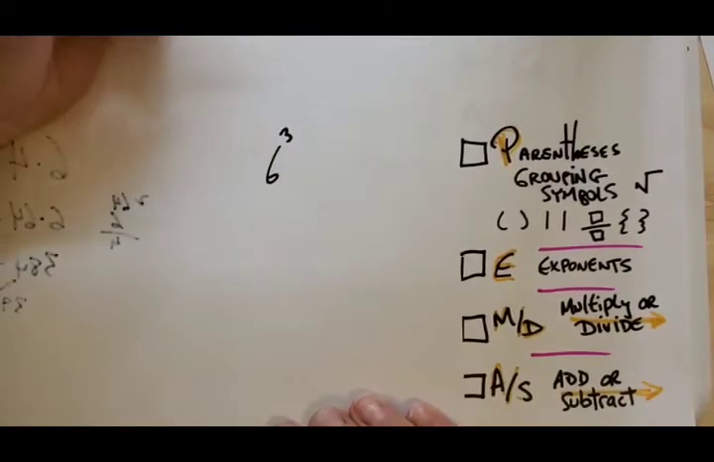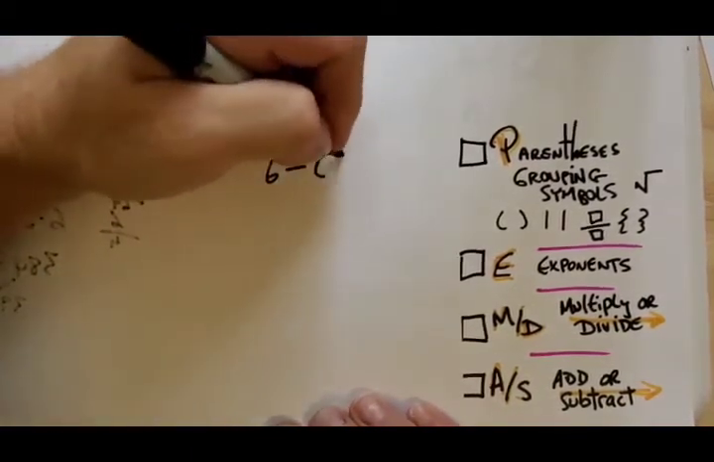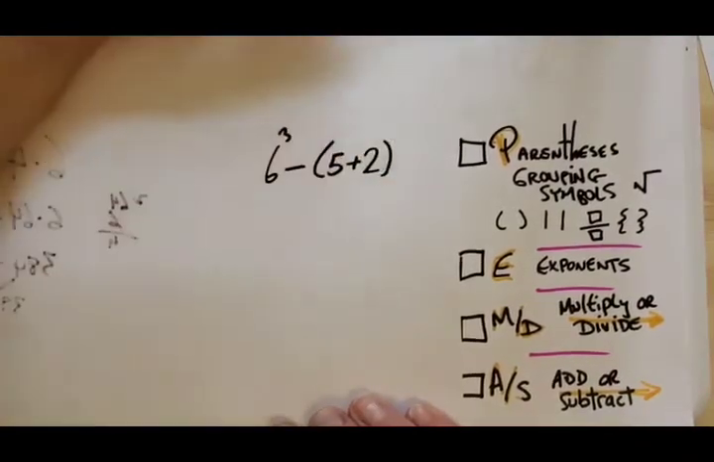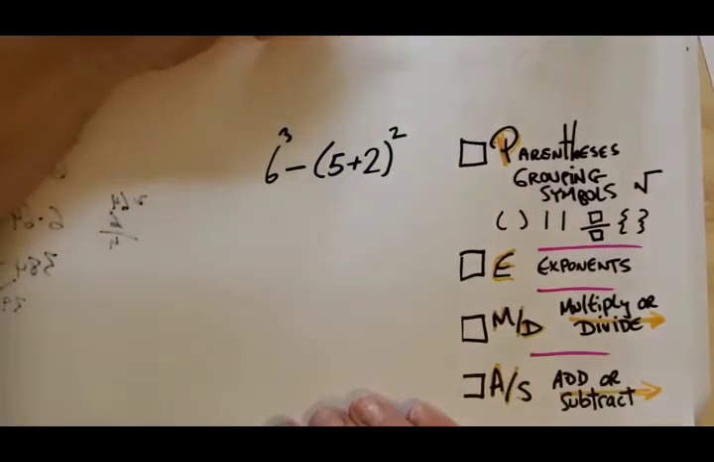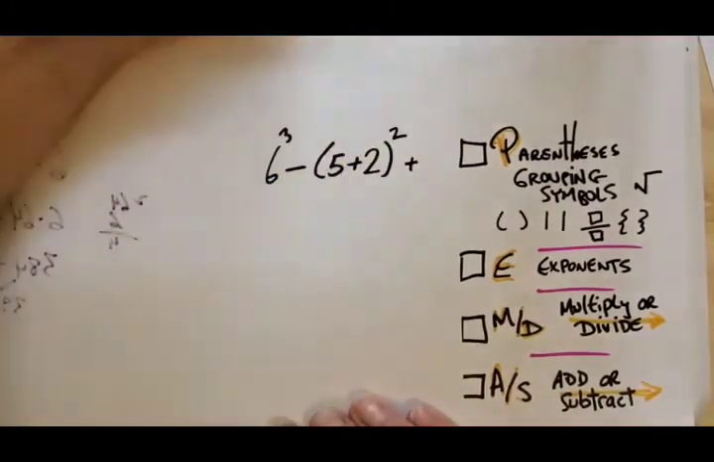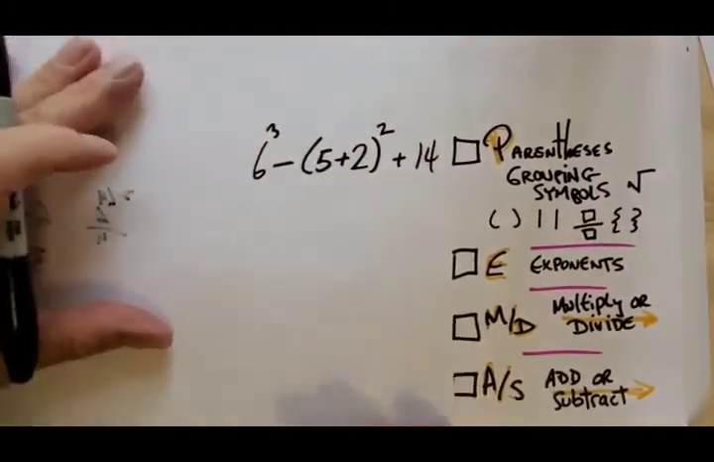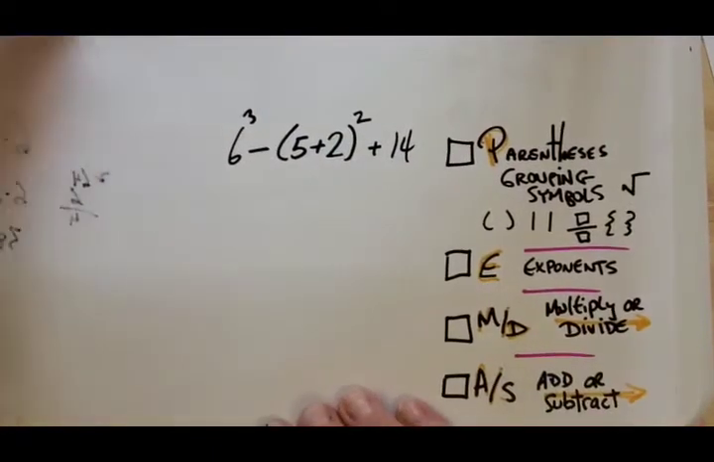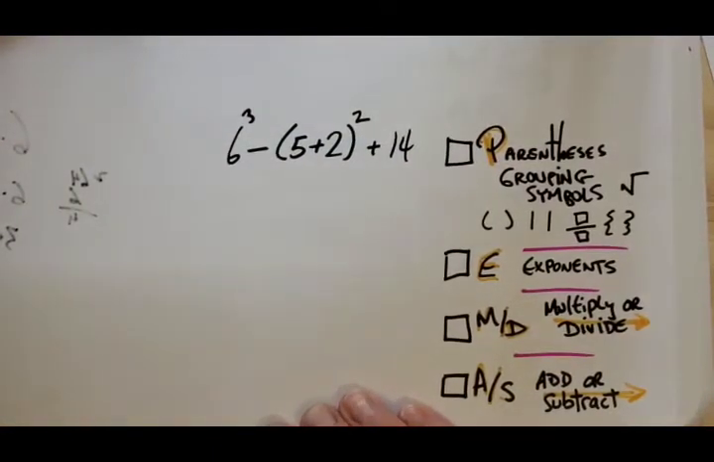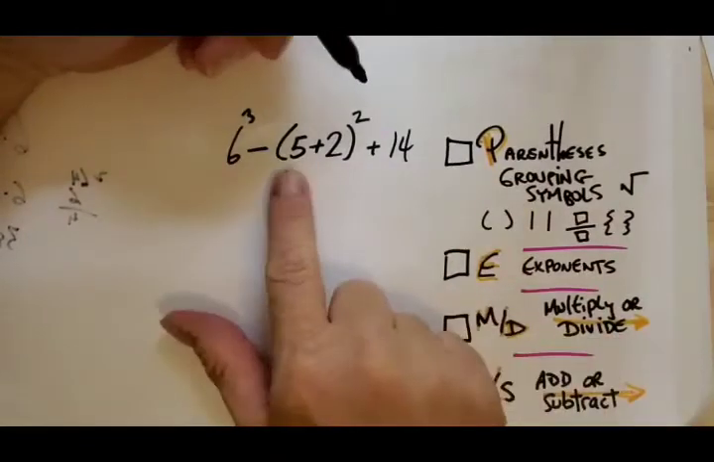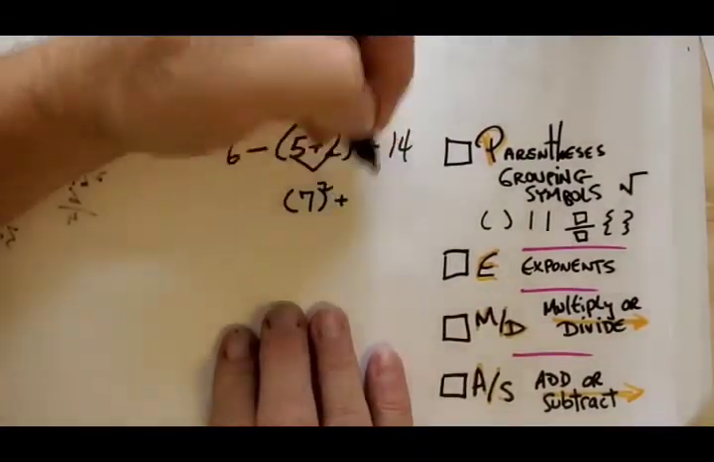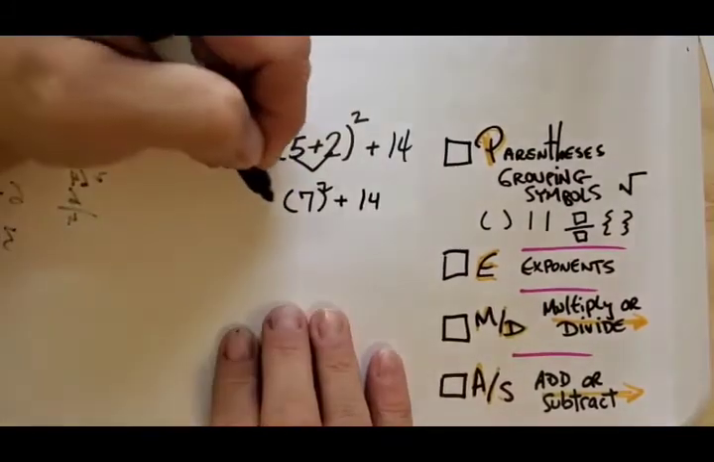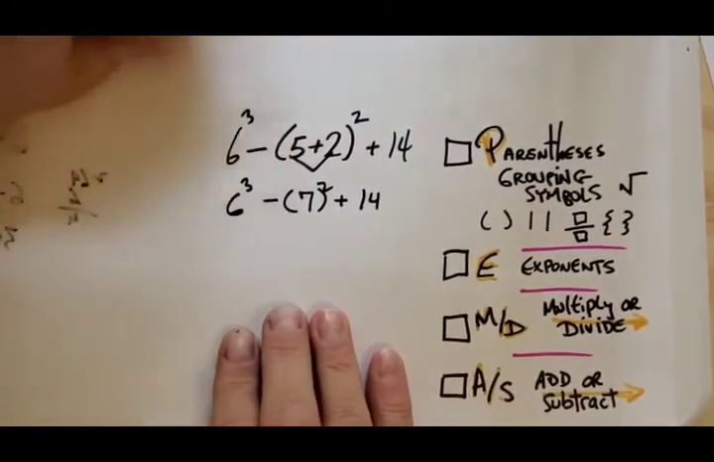Now we've got 6 cubed minus... okay, that's kind of a weird one. Alright, here we go. You do it. Great, so first parentheses. Within the parentheses, the sum of 5 and 2. 7. Copy, copy, copy, copy. Copying this, copying that. Very good.